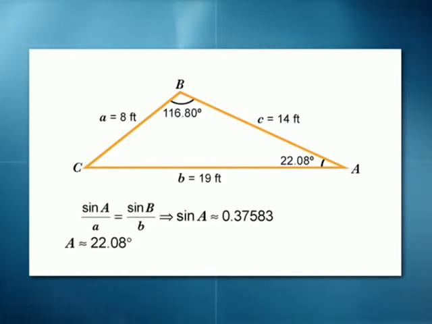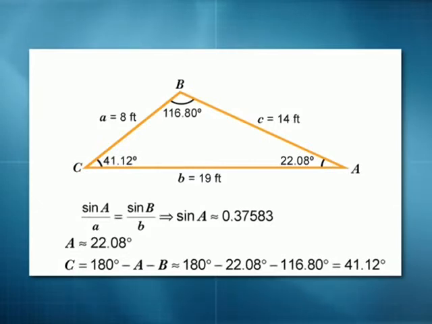I know A is going to be an acute angle here because already B was obtuse. And the full triangle can't have two obtuse angles, can it? So the other two are going to be acute. So A comes out to be 22.08, and then knowing two angles, subtract from 180, and we have 180 minus A minus B, and that turns out to be about 41.12 degrees. Whew.